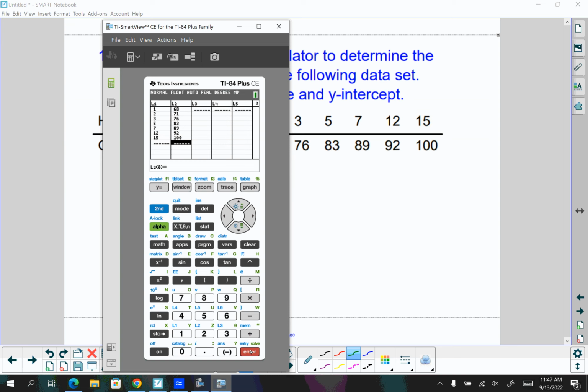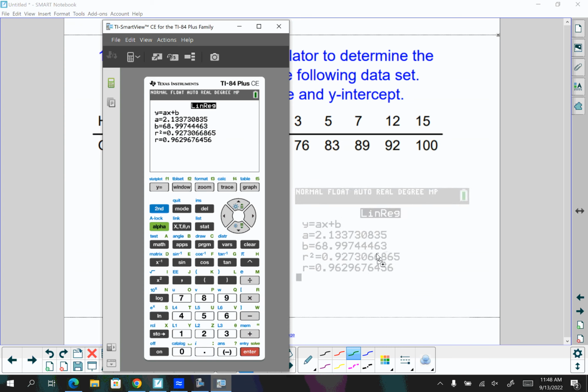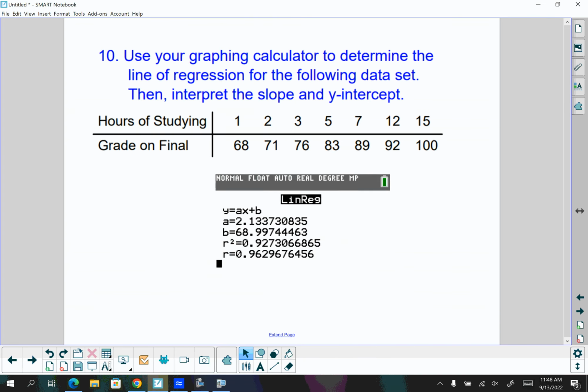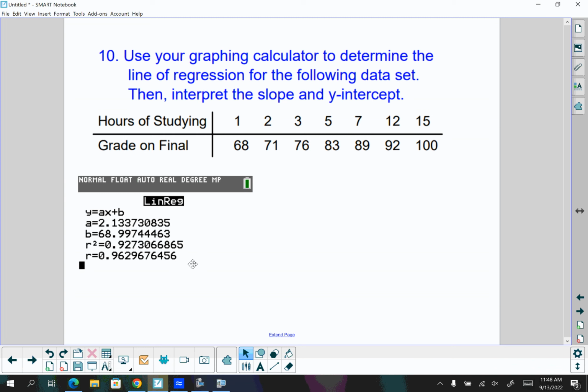All right, now to get the equation for the line, which is what we need for this problem, we're going to hit Stat again. This time, we're going to go over to where it says Calc, and we're going to choose option number 4. You can see it says linear regression, number 4. And then we're just going to keep hitting enter until it spits out something like this. As long as you have an A and a B, you're good. If you have R's, that's fine, but we don't need them for this problem.